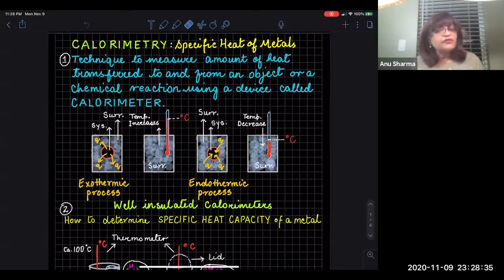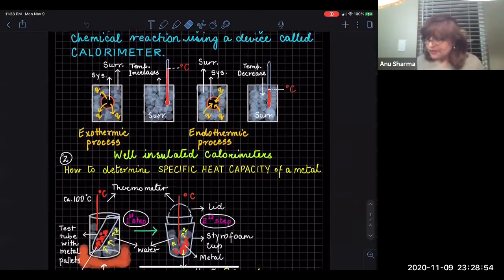In the case of an endothermic reaction, or a process in which the object is absorbing heat from the surroundings, we are going to see that the temperature of the surroundings goes down because the surroundings have given away their heat to the object. So this is one scenario.